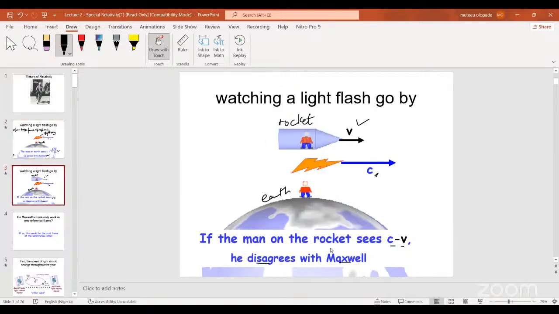Because what Maxwell proposed is that each of them will view the speed of the lightning the same way. That is the proposition of Maxwell. Maxwell proposed that they will both see the speed of the lightning being the same. But with this now, the man in the rocket will see the speed as being different. So what the speed of the lightning will look like to the man in the rocket is going to be the speed of the lightning minus the speed of the rocket.